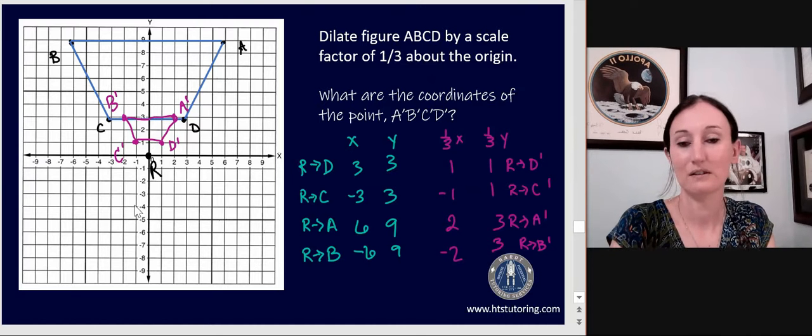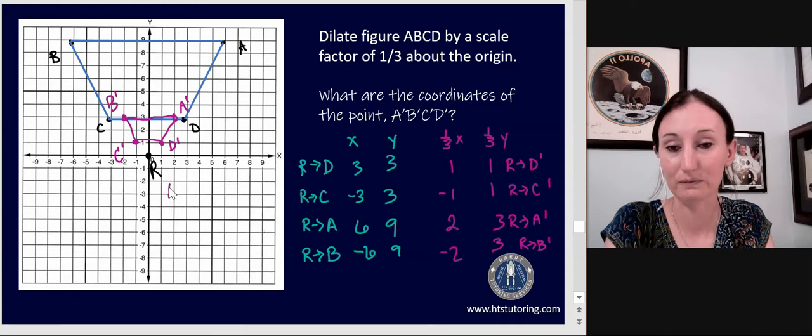So let's look at the coordinate points now. A prime, B prime, C prime, D prime. A prime is at 2, 3.